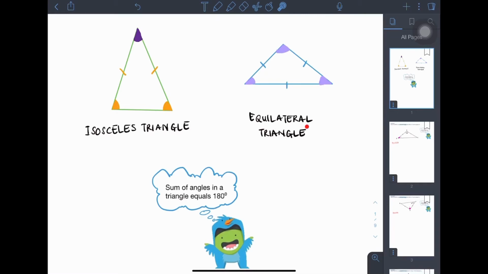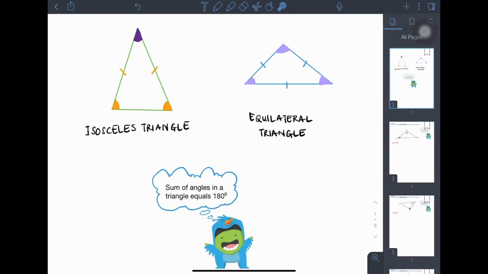An equilateral triangle is a triangle that has three equal sides and three equal angles. The angles of an equilateral triangle will always be 60 degree, 60 degree, and 60 degree. Why? Because the sum of angles in a triangle equals 180. Since the angles are always the same, we just take 180 and divide by 3, and you will get each angle is 60 degree.